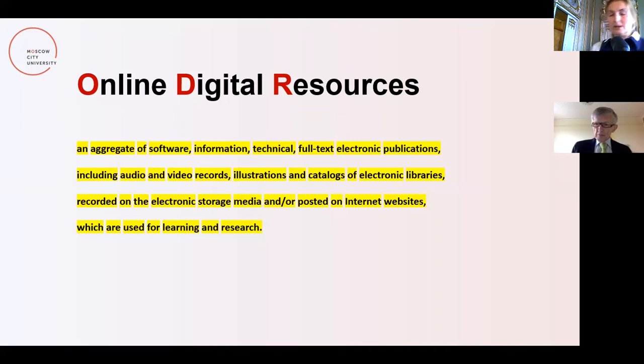So when speaking about the online digital resources in this presentation, we understand them as software, information, full text electronic publications, databases, including audio and video records, illustrations, and catalogs of electronic libraries recorded on the electronic storage media and/or posted on internet website, which are used for learning and research. No teaching method materials are included.